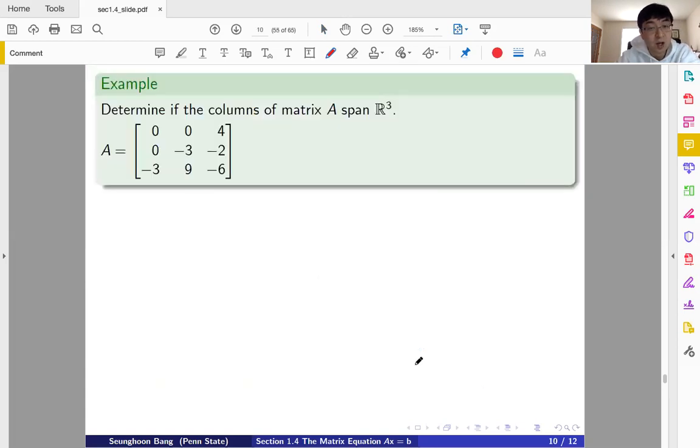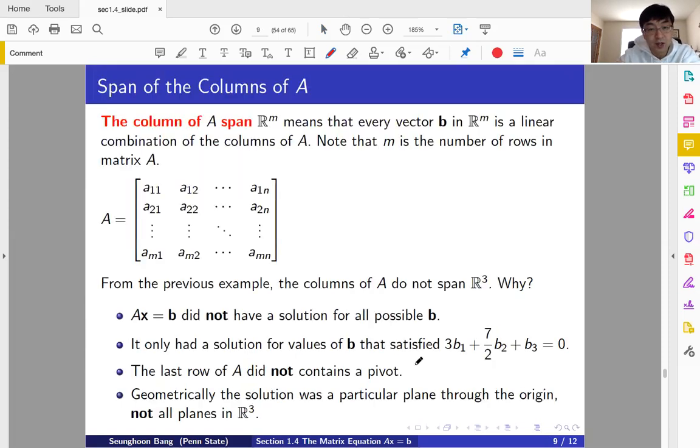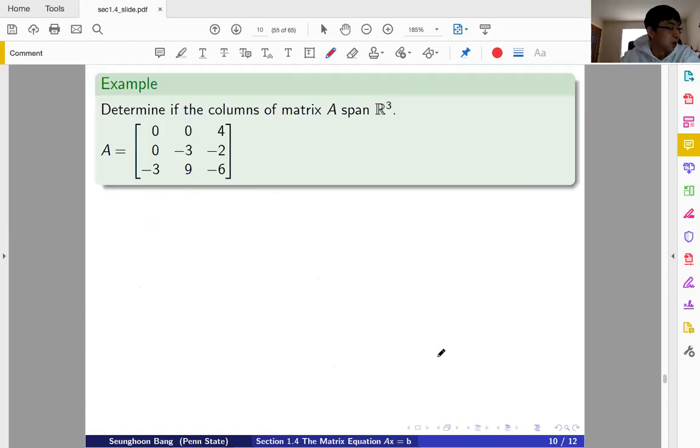Here, determine if the columns of matrix A span R3. I want to use this fact: if some row does not contain a pivot, the columns of A do not span Rm. The problems are given like this, so you can change this matrix to echelon form.